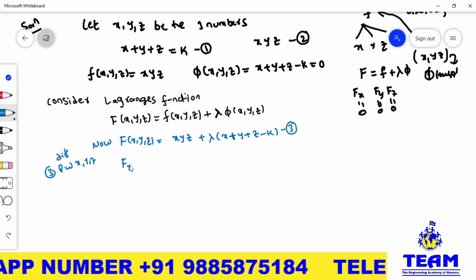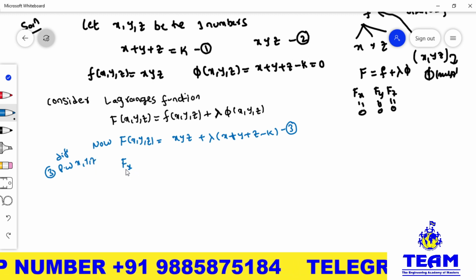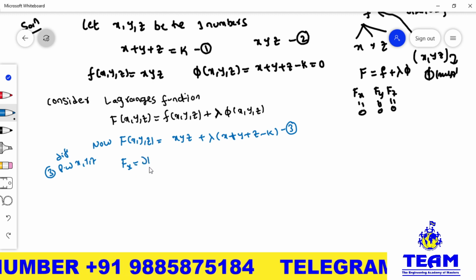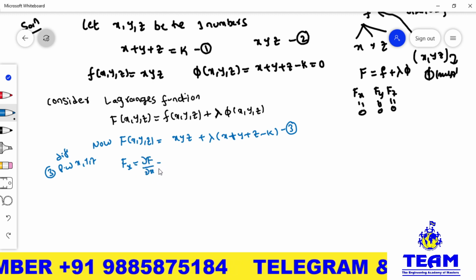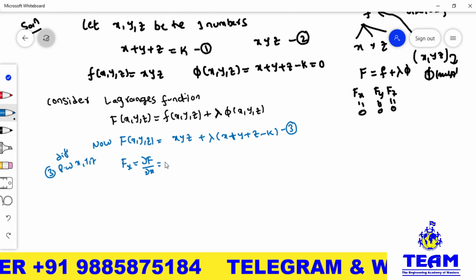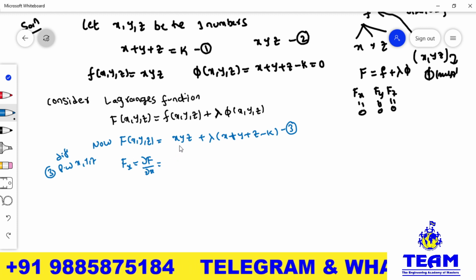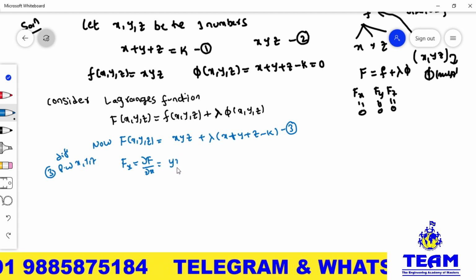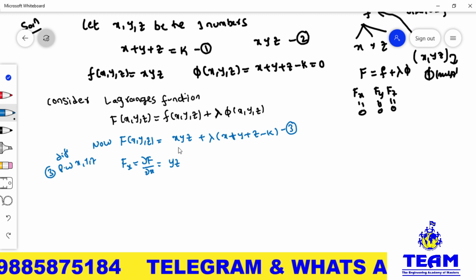Now dou F by dou x. F suffix x is nothing but differentiating F partially with respect to x. Actually, this is dou F by dou x that we are denoting. Now dou F by dou x: here you have an x term and yz is there. yz is a constant while differentiating partially with respect to x. Now the x derivative is 1.